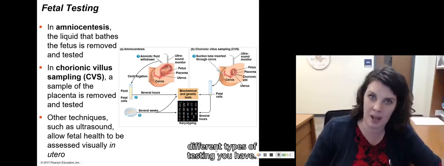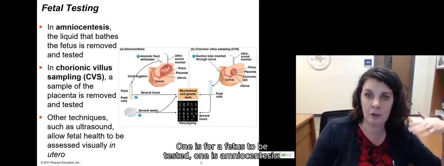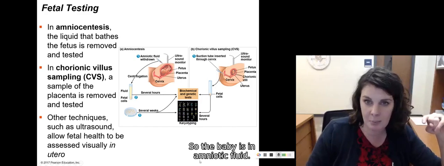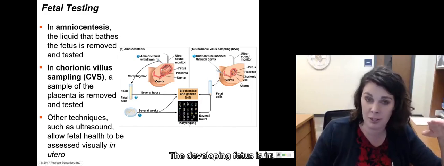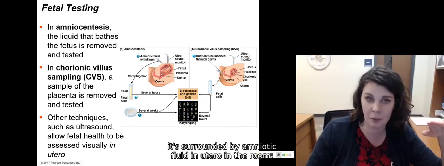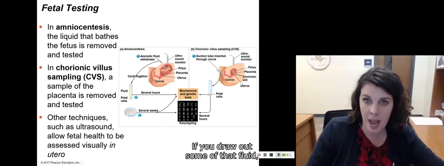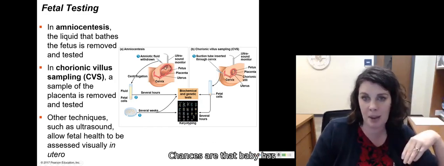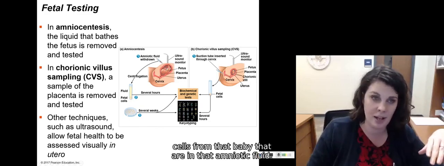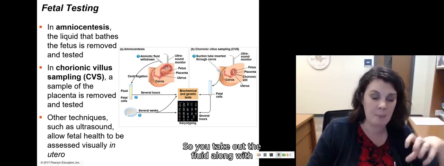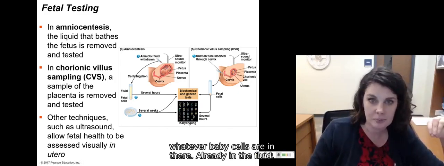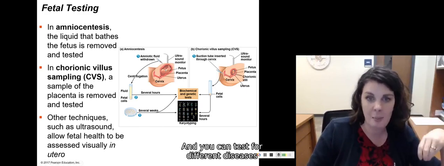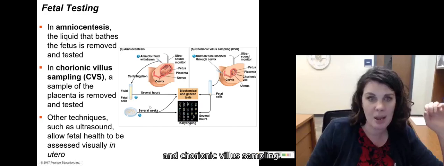Okay, let's talk about a couple of different types of testing you have. One is for a fetus to be tested. One is amniocentesis. In amniocentesis, the baby is in amniotic fluid. The developing fetus is surrounded by amniotic fluid in utero, in the womb. And if you draw out some of that fluid, that is amniocentesis. Chances are that cells from that baby are in that amniotic fluid. So you take out the fluid along with whatever baby cells are in there, already in the fluid. You're not taking it off of the baby. You just take cells that are in the fluid, and you can test for different diseases.